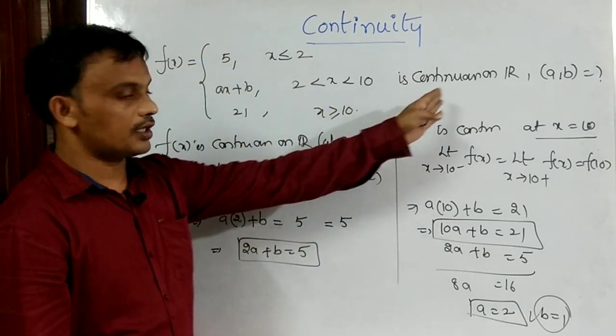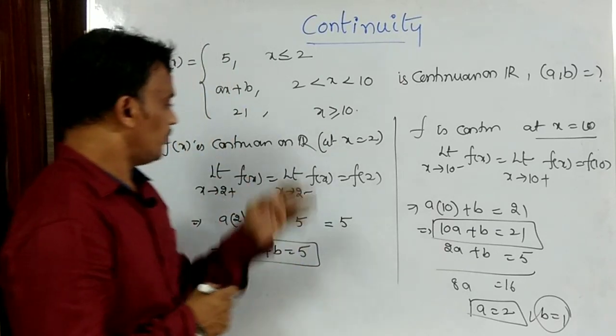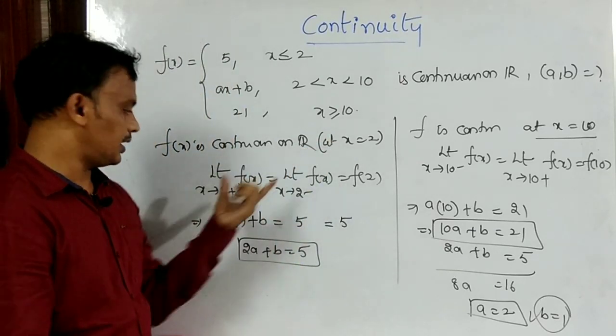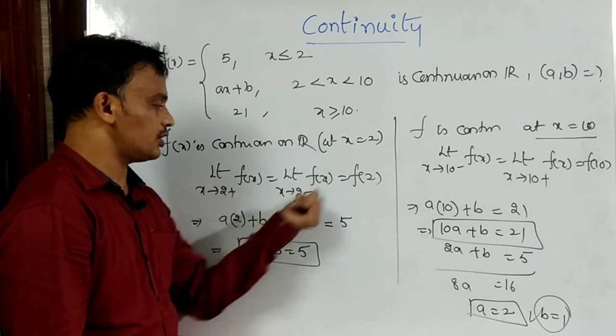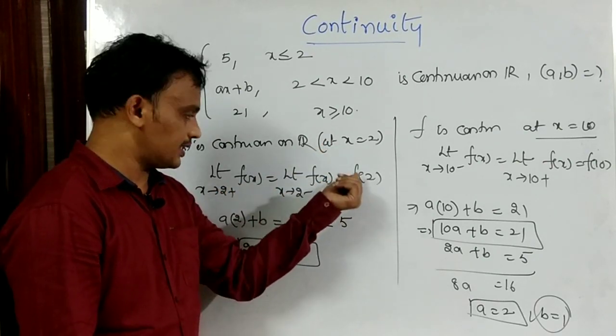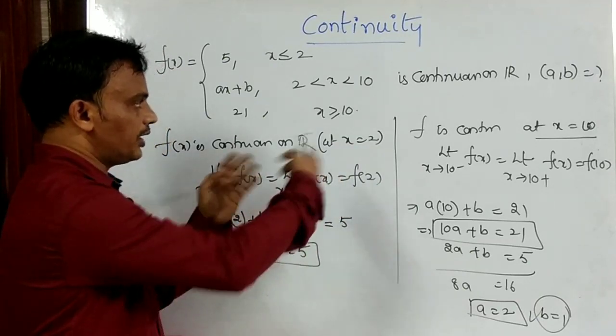So this is a continuous function. First of all, what is the basic form for a continuous function? f is continuous at a point if the limit of the function at x equals that point equals the value of the function at that point. Then, according to that, we proceed to get the value.